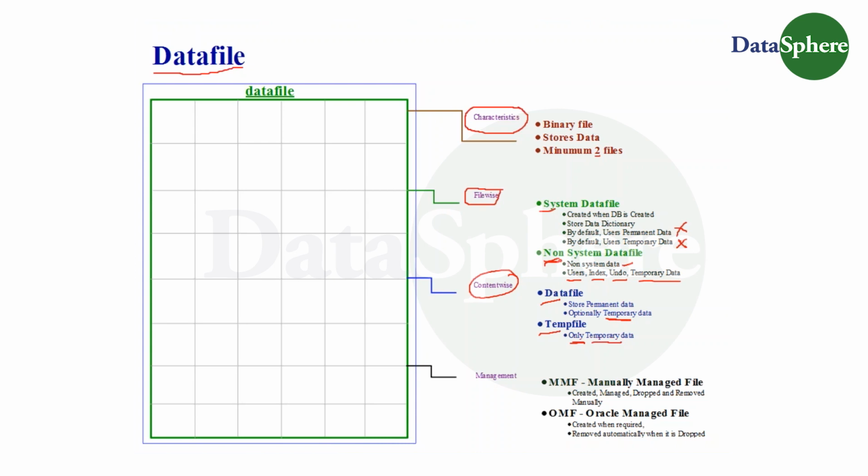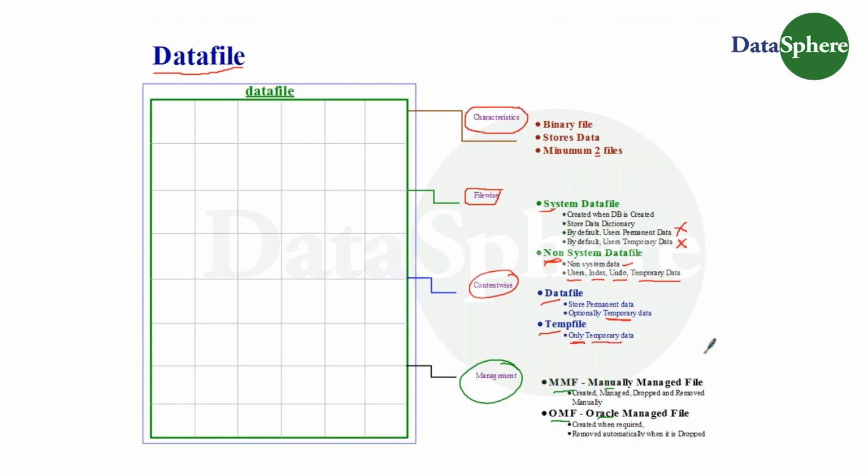Now when it comes to file management, we have two types: MMF and OMF, manually managed files and Oracle managed files. What is meant by a manually managed file? It means that as administrators, we manage the file. When it is required through logical structures, we create it. We extend it if required, we reduce the size if required, and when not required, we remove it.